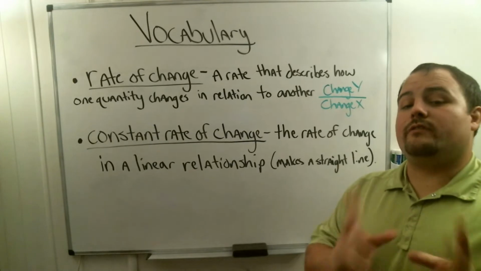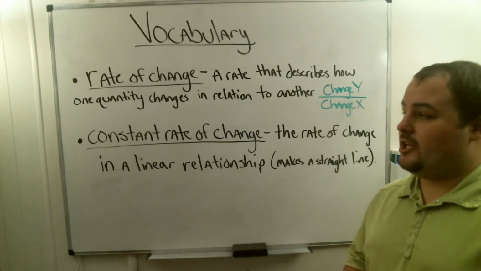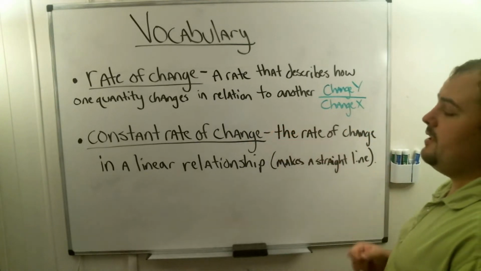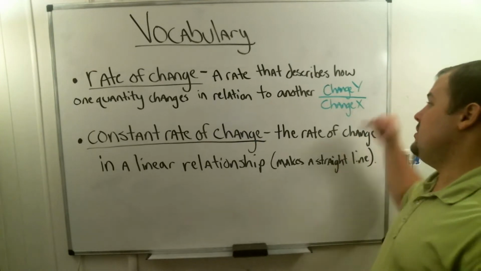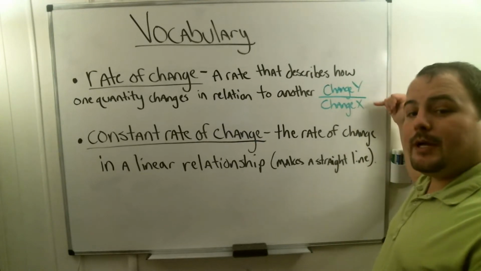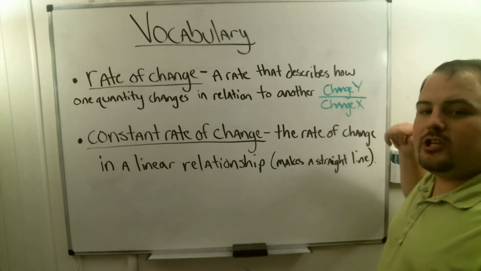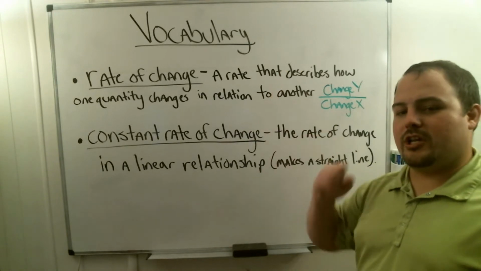For our lesson today, we have 2 vocab words. The first vocab word is rate of change. A rate of change is a rate that describes how one quantity changes in relation to another. So when we're talking rate of change, we're really talking about the change in the y values in comparison to the change in the x values. Change in y over the change in x. So try to remember that phrase, change in y over the change in x.